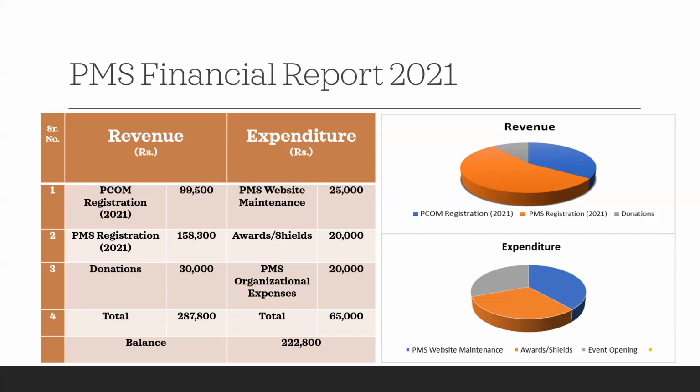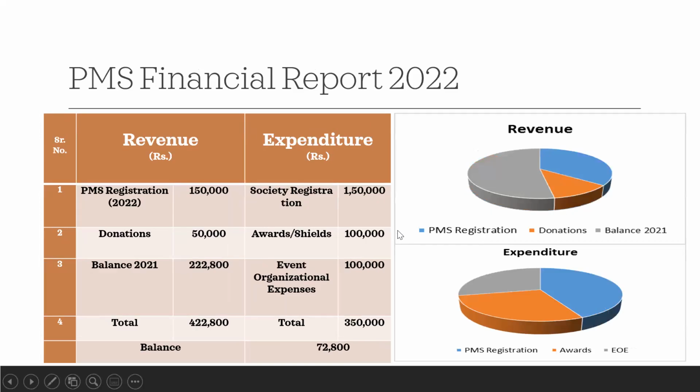So the remaining balance for the year is 2,28,800 rupees. Next slide, please. Taking that balance from 2021, we are expecting that in the year 2022, PMS registration will generate revenue of 1,50,000, and we hope to get a good amount of donations from faculty and other members as well. The remaining balance, if we count together, for the year 2022 we have approximately 4,22,800 rupees for organizing different events.